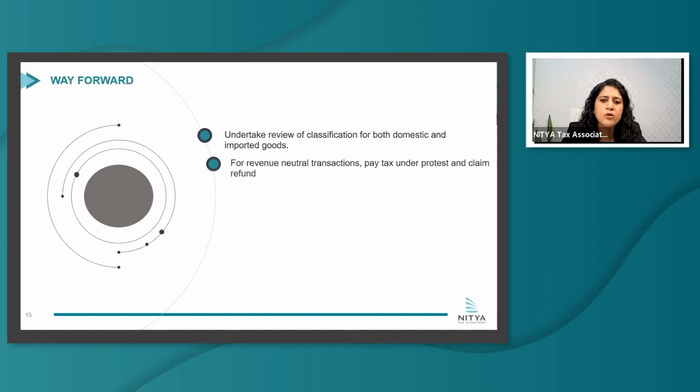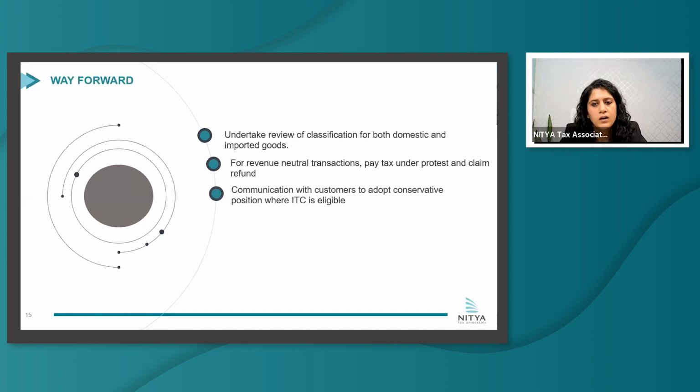In case there is a revenue neutral transaction and there is some dispute with the department, you can pay tax under protest and later claim refund. This we had discussed last time also, that in case where ITC is available to the customer, you can adopt a conservative, non-confrontational position with the department, and even pay duty at a higher rate where ITC can be availed by the customer. So even though a classification might be under another heading to which a lesser rate is available, or you might feel correctly that an exemption notification is available, but the department might dispute the same, if ITC is available, you can adopt a conservative position.